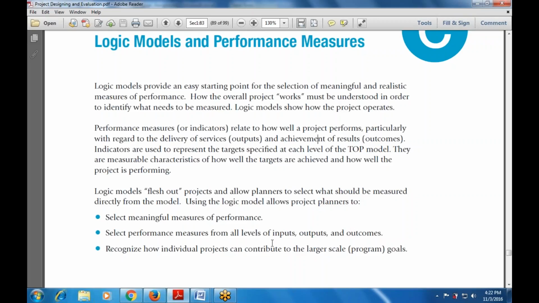So first is to select the meaningful measure of performance, that is, select the meaningful indicator that is generated here. Then select the performance measures from all levels of the inputs, outputs, and outcomes. Then recognize how individual projects can contribute to the larger scale program goal, that is, how we are going to contribute with the performance measure that will be used with the large scale goal.